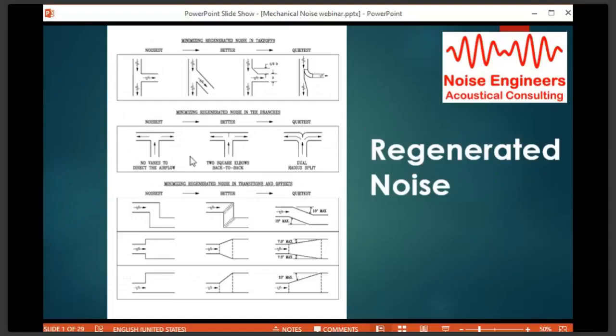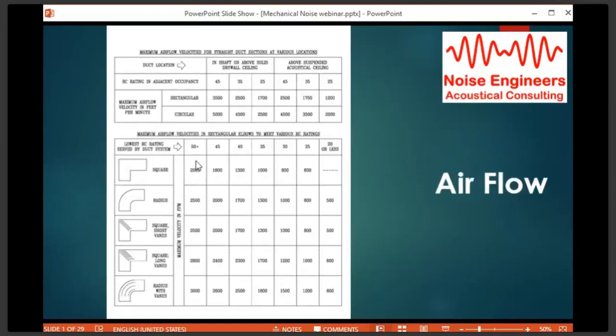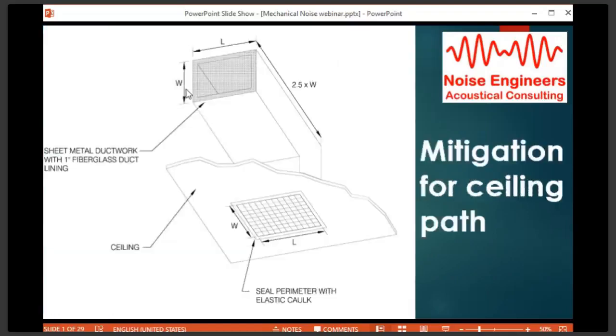With a T transition, you're going to generate a lot of low frequency noise when you disturb the airflow. Keep the transitions as smooth as you can, and as symmetrical. There are recommended airflows for certain types of transitions. This is an option for those plenum returns where you just have an open grill in the ceiling. If you're trying to attenuate that path, you can put a boot on it; a lined boot with fiberglass is one option.